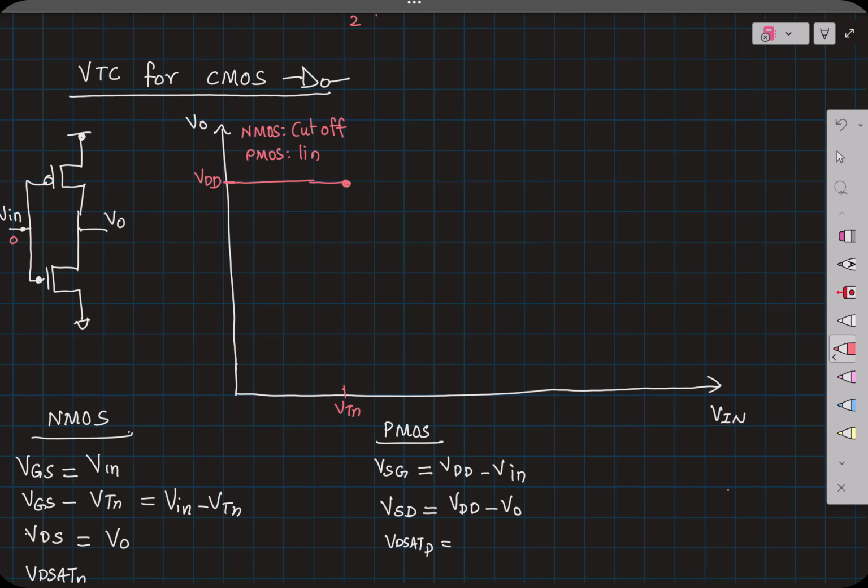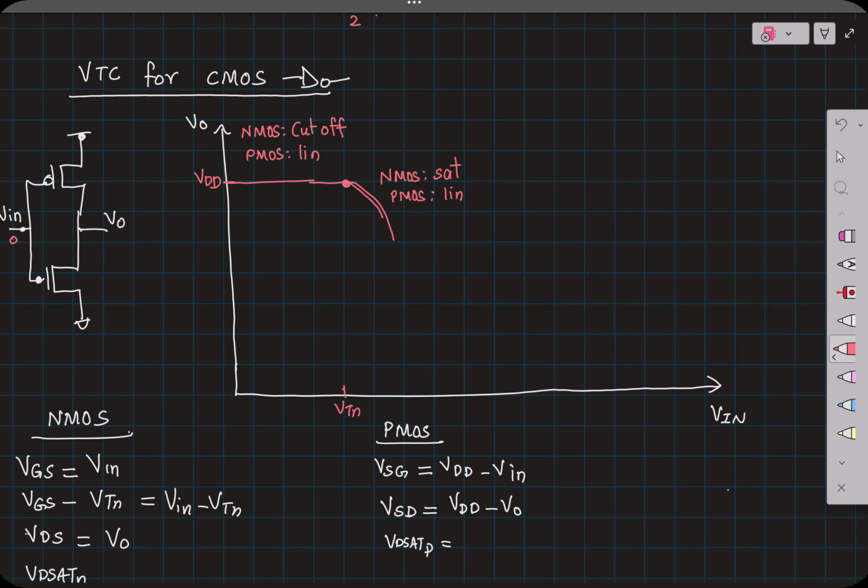Corresponding to that, what will happen to V0? V0 will begin to decrease, right? So your V0 is now going to decrease. And in this region, your NMOS is in saturation. PMOS is in linear region. Now, as you increase your Vin, your Vout is going to reduce. What is the next region change that you can expect?